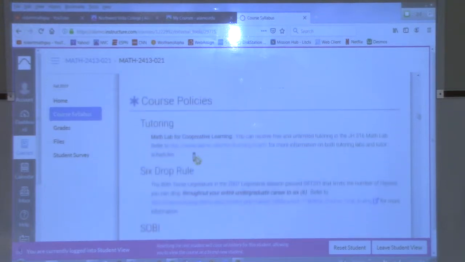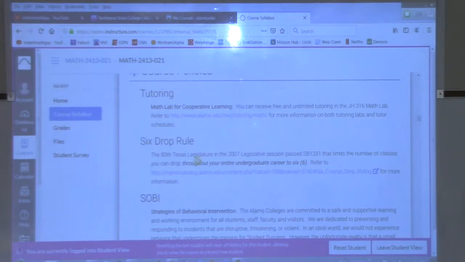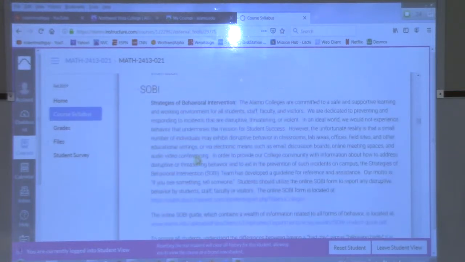Good? Okay. Policies, you can read through this. There's tutoring available. Okay, this SOBI statement. Okay, this statement, I don't think I've read every word. I think what this means to me is, it's 2019, we live in a crazy world. If you see something weird, you see someone behaving strangely, you need to just tell somebody, right?